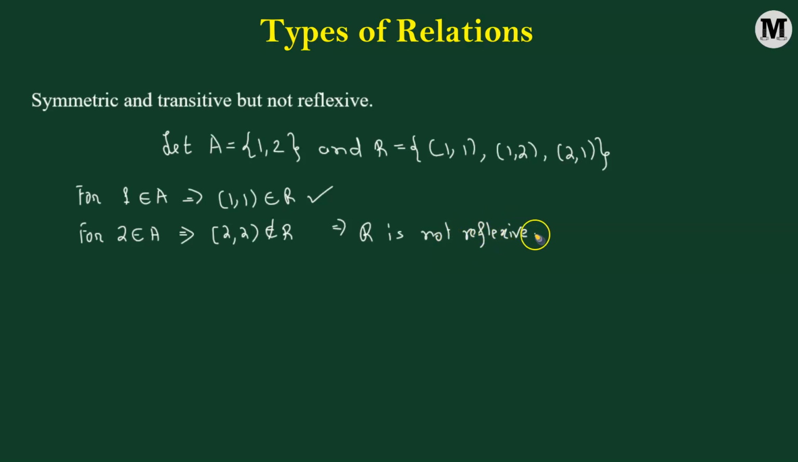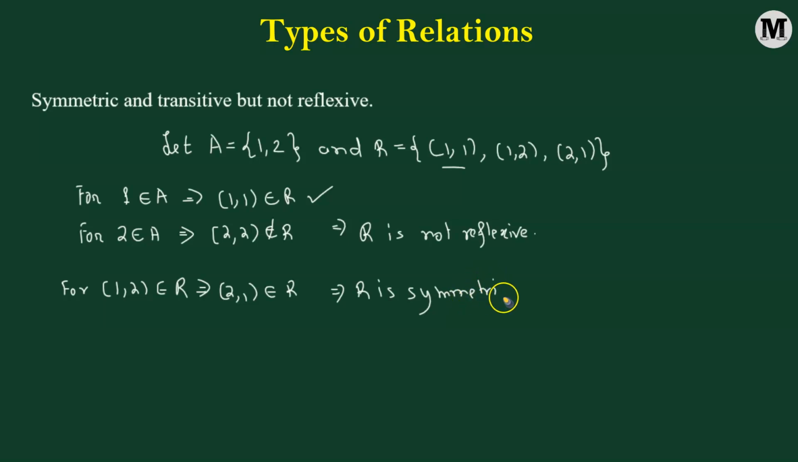However, it is going to be symmetric as well as transitive. Let's check for symmetry first. For the ordered pair (1, 1), we don't have to worry, as it is very trivial. We'll only check for (1, 2). For (1, 2) belonging to the relation R, we see that (2, 1) also belongs to the relation R. So this tells us that R is symmetric. This is a symmetric relation on the set A.